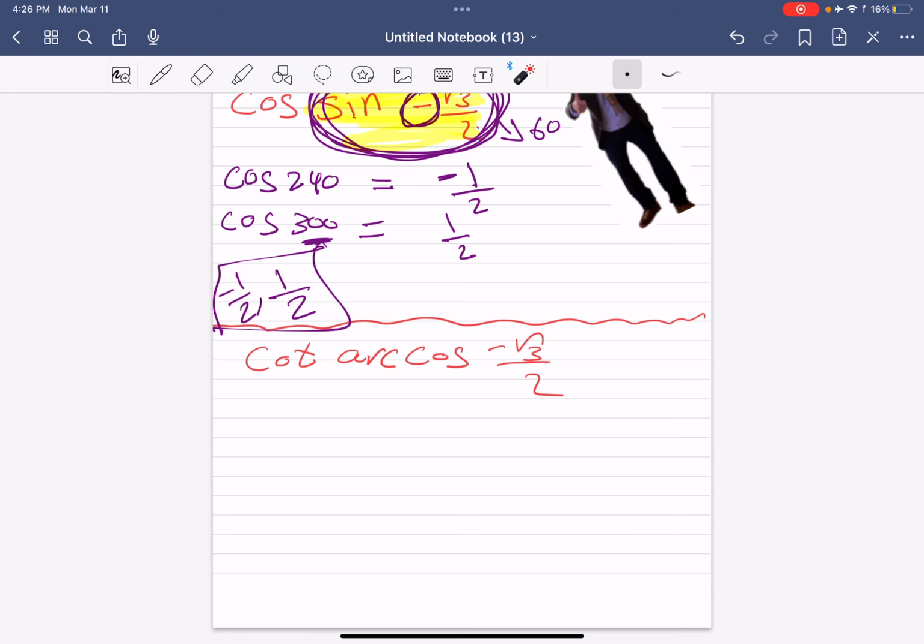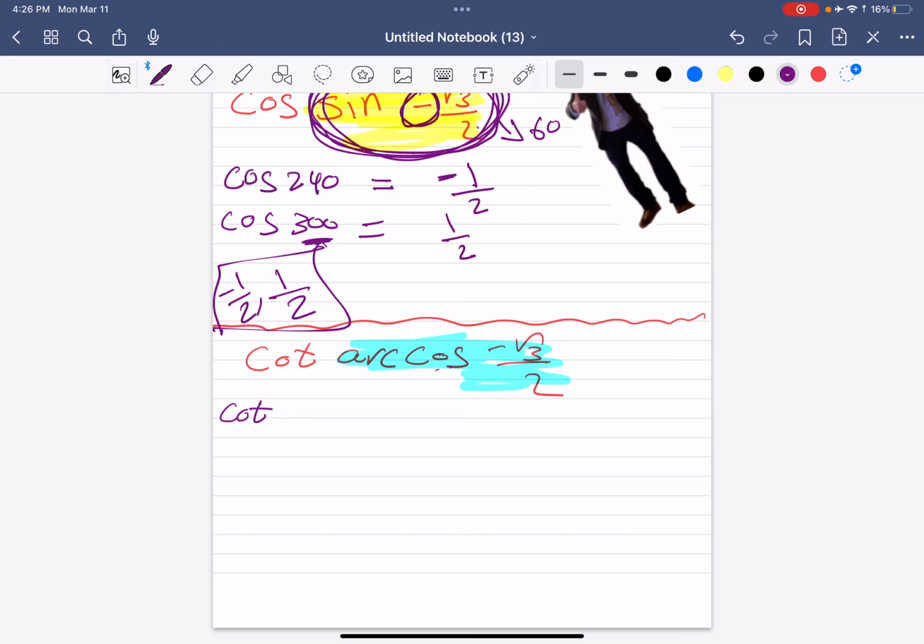So I have to find the value of this part first, the one I'm about to highlight. I need to find the value of this. What is this? So I have cotangent of something. What is this? Oh, Mikhail, that's arc cosine. So I'm looking for the angle. So that has to be what?